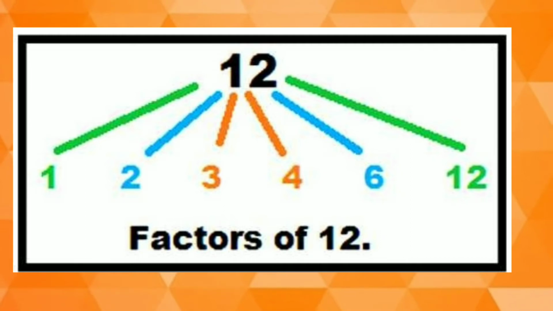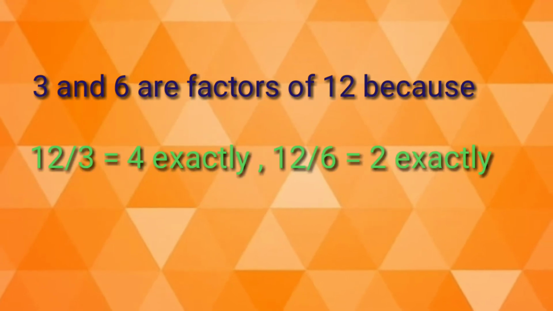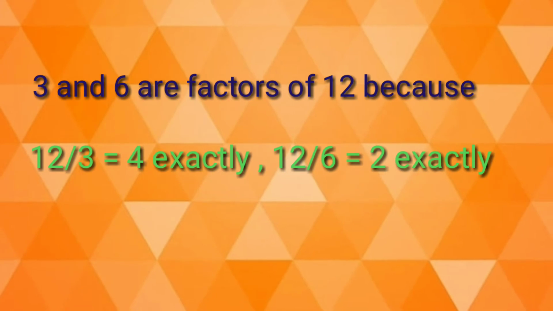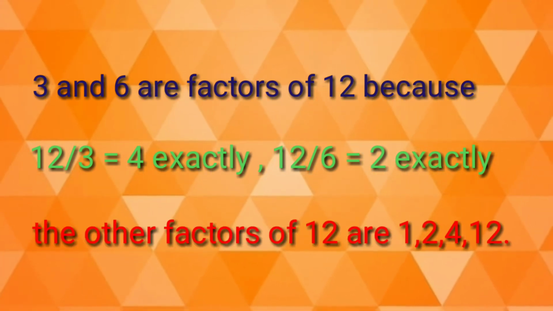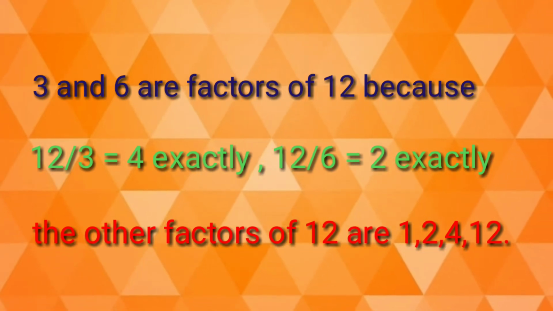One example, factors of 12. 3 and 6 are factors of 12 because 12 divided by 3 equals 4 exactly, and 12 divided by 6 equals 2 exactly, and the other factors of 12 are 1, 2, 4 and 12.